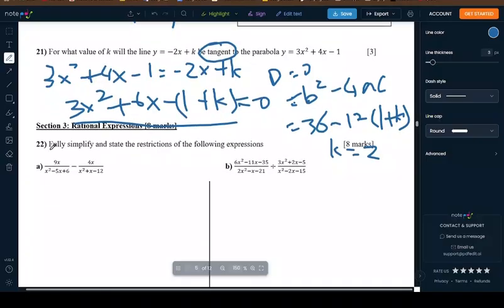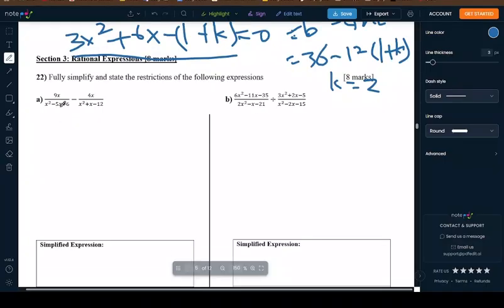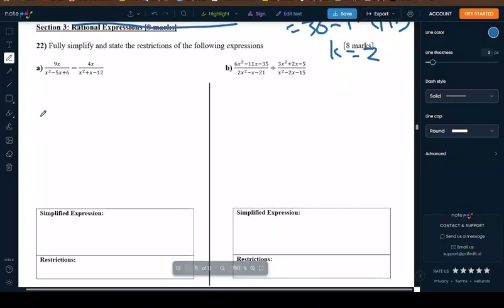Thoroughly simplify and state the restriction of the following expressions. Let's go ahead and simplify this. So basically we want to factor the bottom first. So x plus 2 and x minus 3.